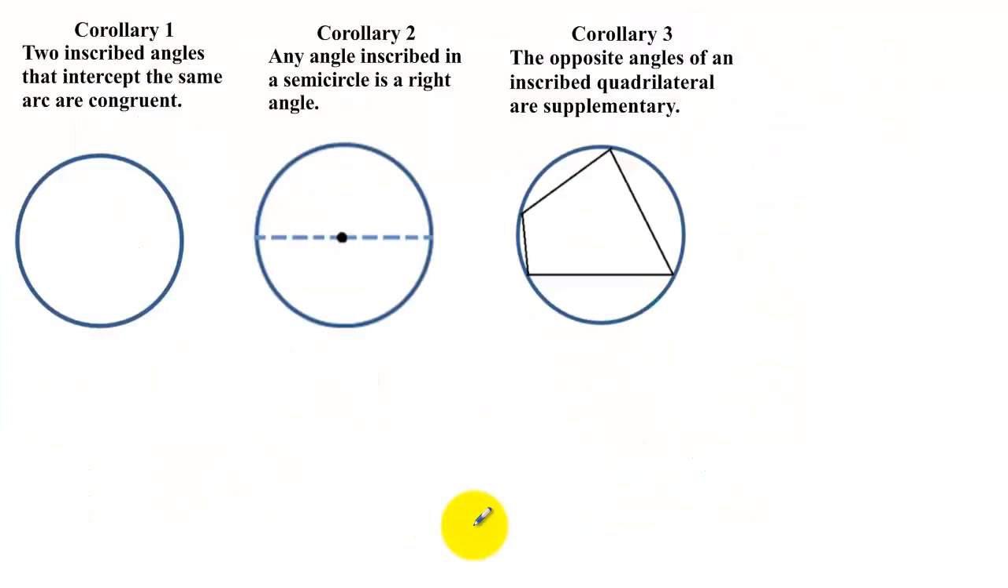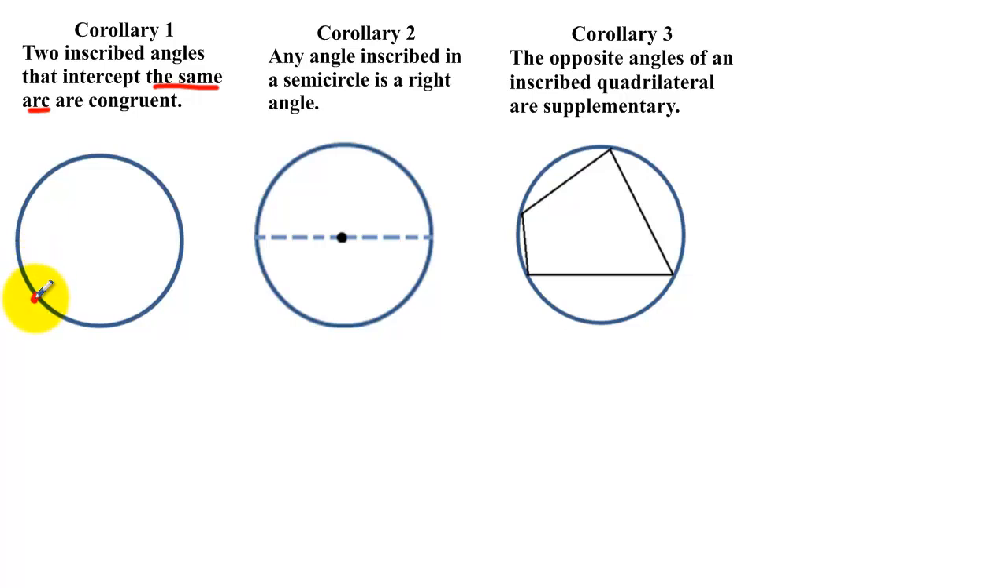Moving on, we have some corollaries. Now remember, corollaries are like theorems, but they just follow directly from a theorem we already know. So these are pretty easy to get and understand if you understand our inscribed angles theorem. Corollary number 1 talks about 2 inscribed angles, but they're intercepting the same arc. So we're going to draw a picture of that.